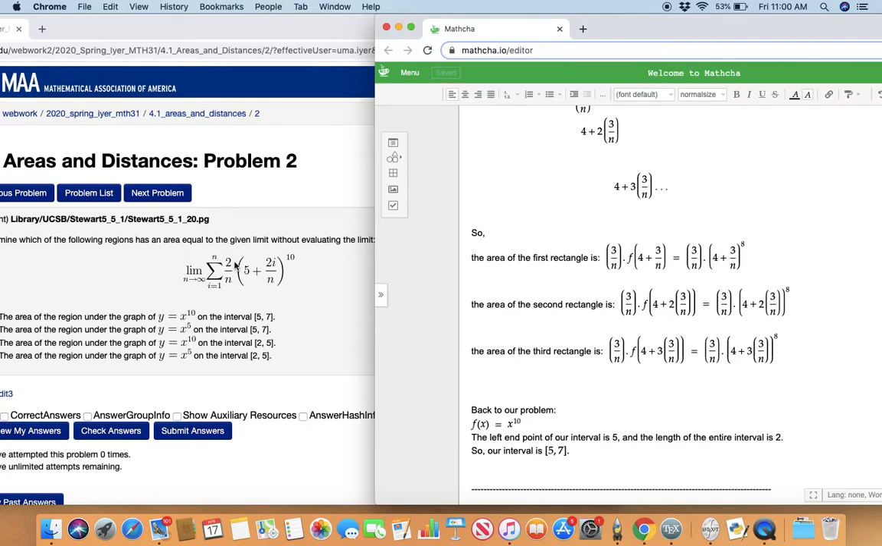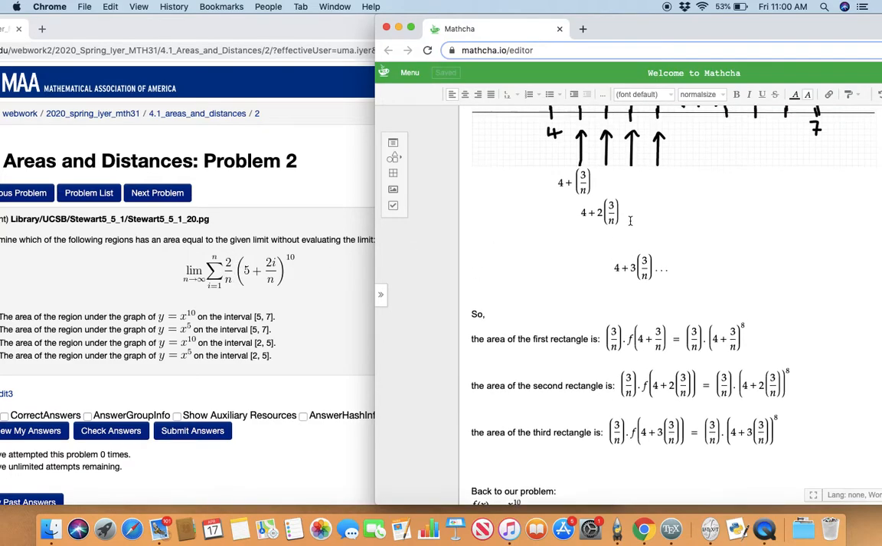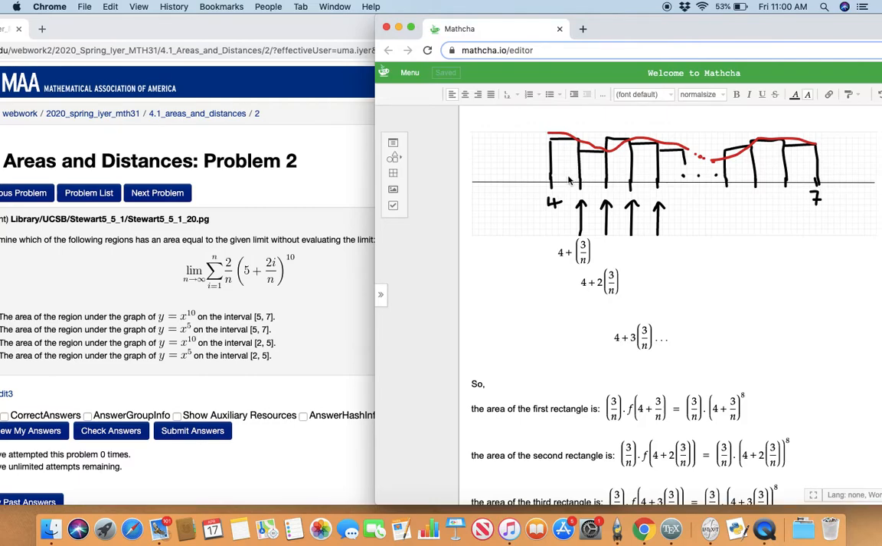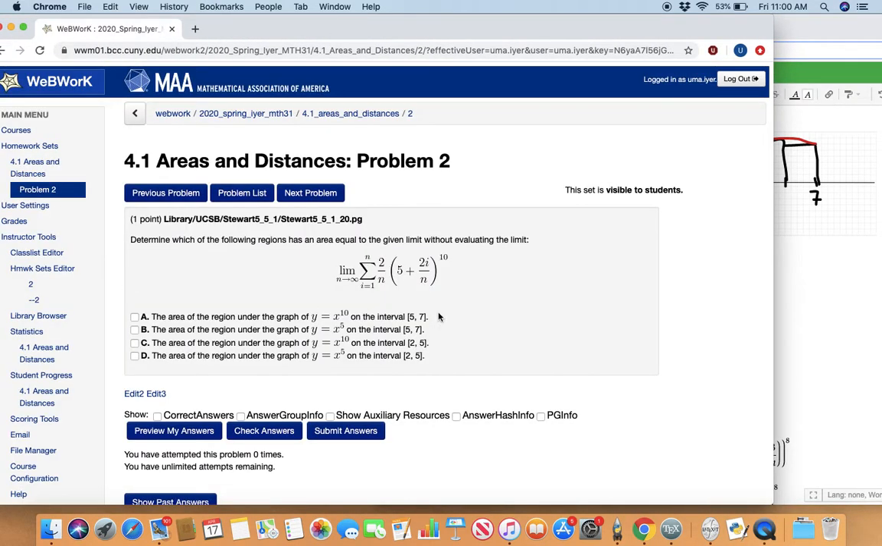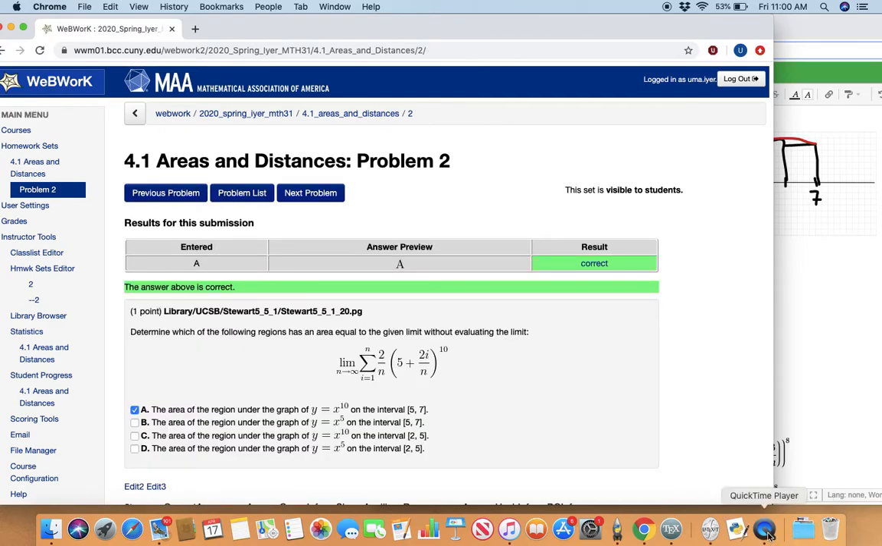Now what about 2 over n? That means the entire interval should have width 2. Which one has width 2? This one has width 2. This one has width 3. So this is the one that we have to choose. So for problem 2, I have to choose power 10 as the function, and the entire interval should have width 2. That's right. Continuing in the next video.